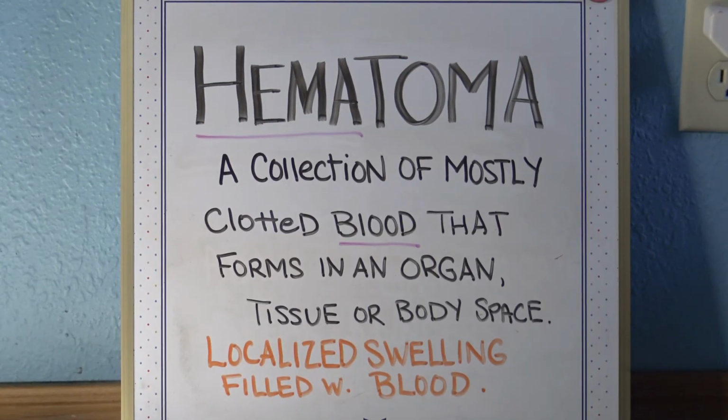Hematoma. Hematoma, it's basically a blood blister. So a hematoma is usually caused by a broken blood vessel that was damaged by surgery or an injury. A collection of mostly clotted blood that forms in an organ, tissue, or body space. So it's localized swelling filled with blood. Hematoma, a blood blister.